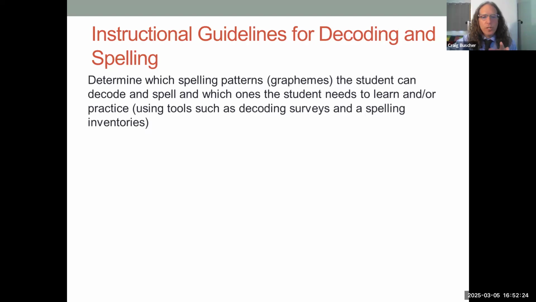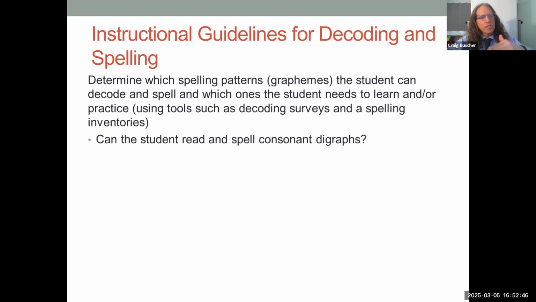And there's some good tools like decoding surveys if you're not familiar with those. Jackie, would you post? You just type in Really Great Reading and post their website. So the Really Great Reading website has some free decoding surveys that you can download. And so you want to get really diagnostic here and know what patterns the child knows and what patterns they don't know.